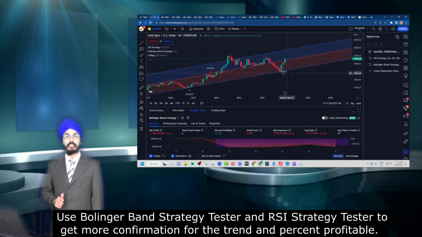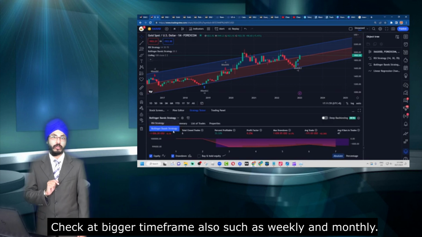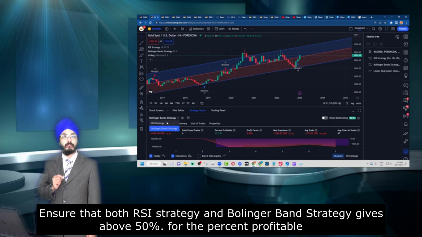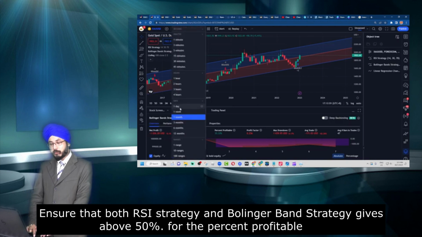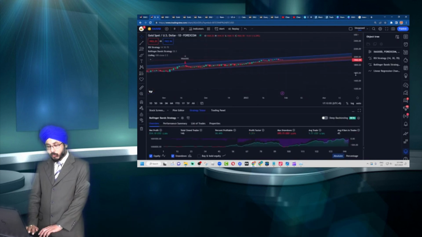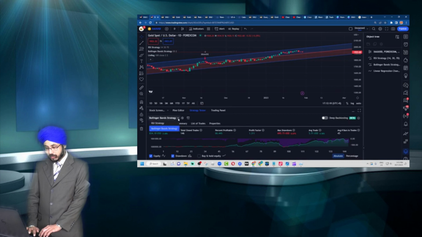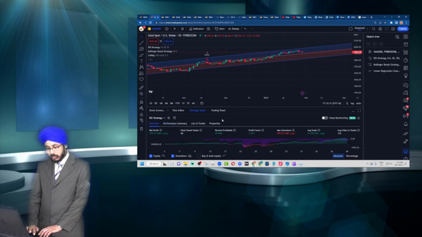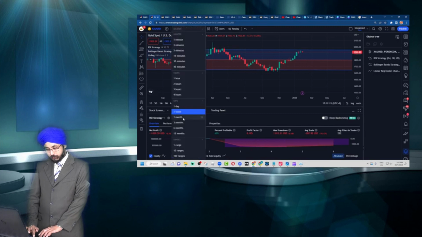What is most important is that we use 2 types of strategy tester, the Bollinger Band strategy tester and the RSI strategy tester, and it is important to ensure that the percent profitable we get from both is above 50%. At the daily, based on the RSI strategy, we have about 66.67%, for our weekly about 56.25%, and for our monthly about 50%.